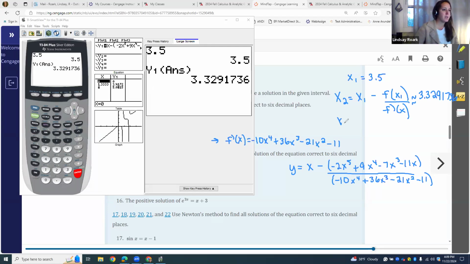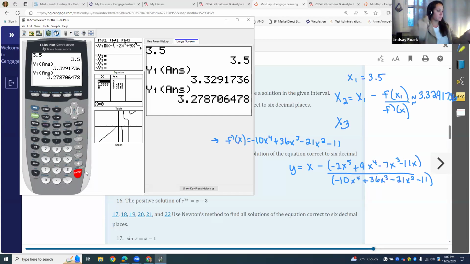And then the beauty of this is I don't need to really type anything else in. If I just recall the entry by hitting second enter, it'll recall exactly what we just did, but instead of plugging in 3.5, it plugs in 3.3291736. Okay, I'm just very lazy. I don't really feel like typing those numbers in. I didn't even really want to type those equations in. So I don't want to type that, especially more than once.